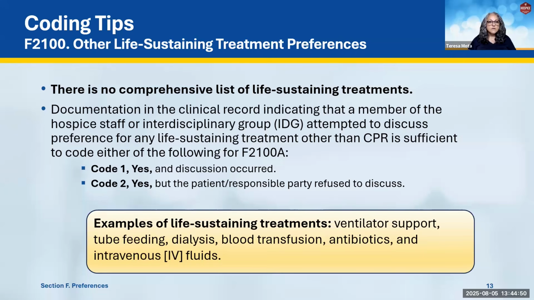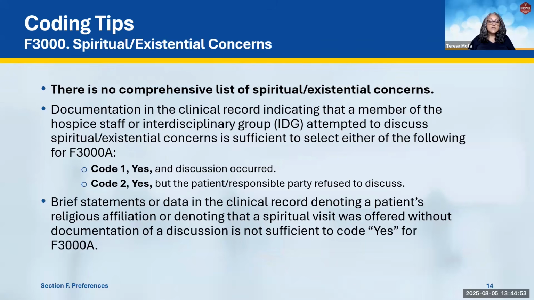For F3000, as with life-sustaining treatments, there's no comprehensive list of spiritual and existential concerns. So documentation in the clinical record indicating that a member of the hospice staff or IDG discussed or attempted to discuss these concerns is sufficient to code either 1 yes and the discussion occurred, or code 2 yes but the patient or responsible party refused to discuss. Brief statements or data in the clinical record denoting a patient's religious affiliation or offering a spiritual visit are not enough to code yes for F3000A.